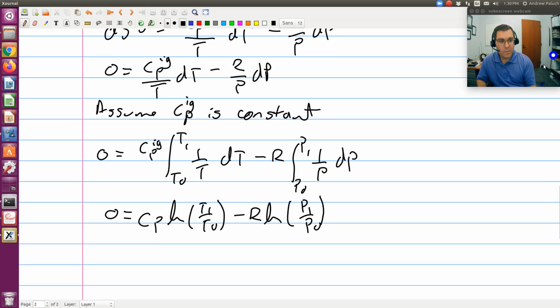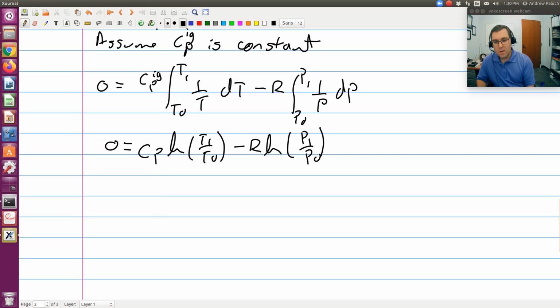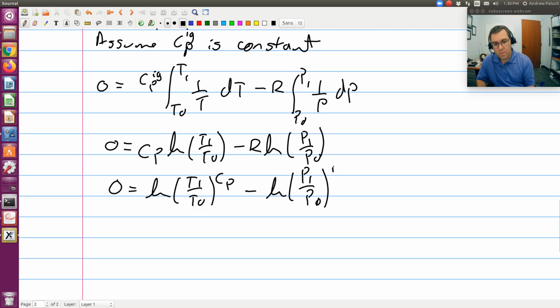Okay, now we play with log rules. A constant times log of T1 over T naught is equivalent to, I could bring this up as a power, log of T1 over T naught raised to the CP. I could do the same thing here, minus log of P1 over P naught raised to the R. I'm going to bring this over to the right hand side so that I have log of P1 over P naught raised to the R is equal to log of T1 over T naught raised to the CP.